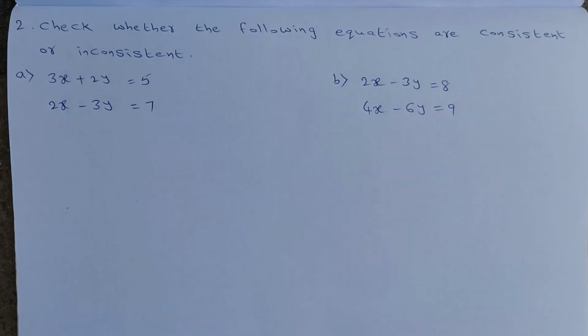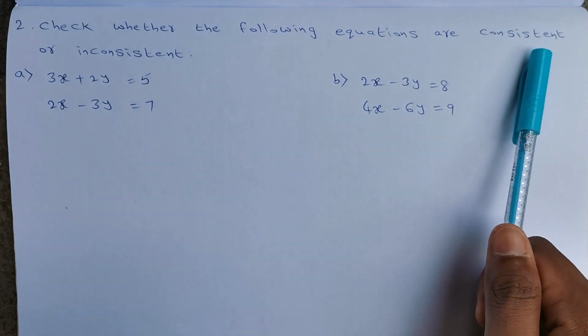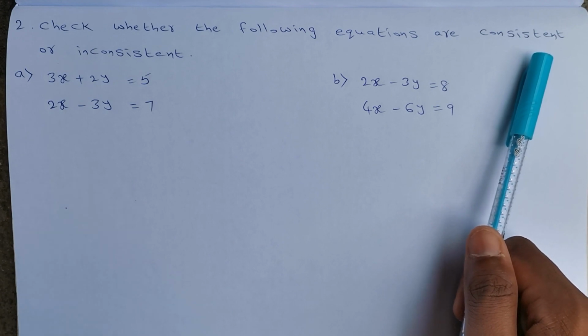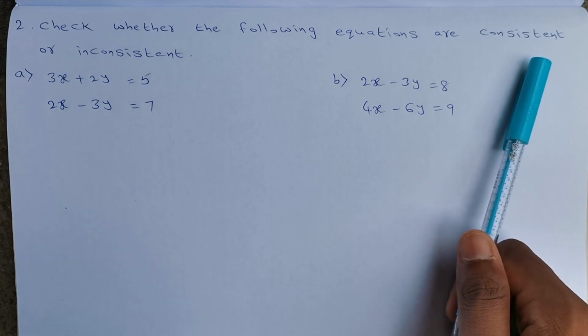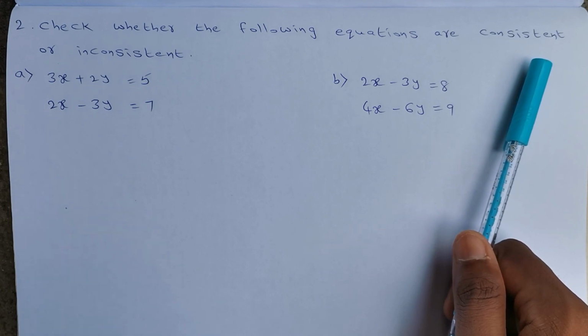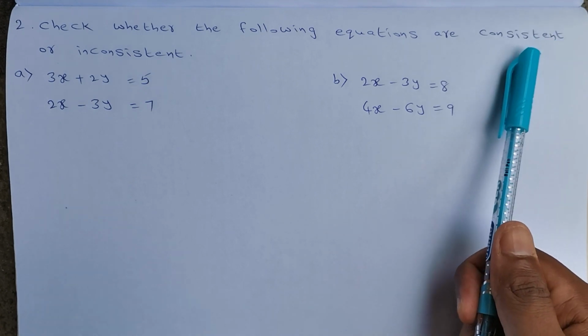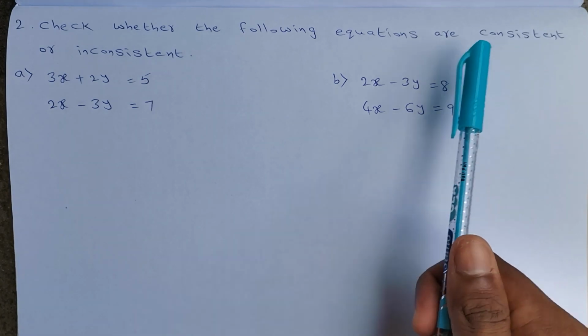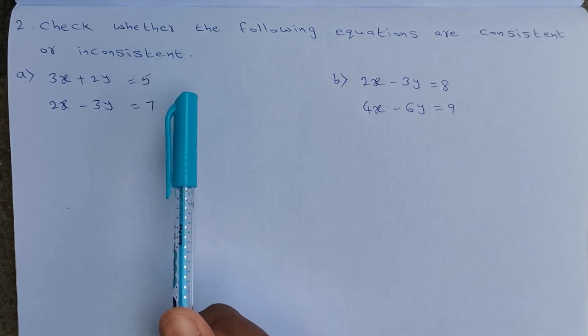Okay, let's move to the next question. Check whether the following equations are consistent or inconsistent. So consistent is nothing but if the two equations have at least one solution. If the given two equations have at least one solution, then those are consistent. If the given two equations do not have any solution, then those two equations are inconsistent.